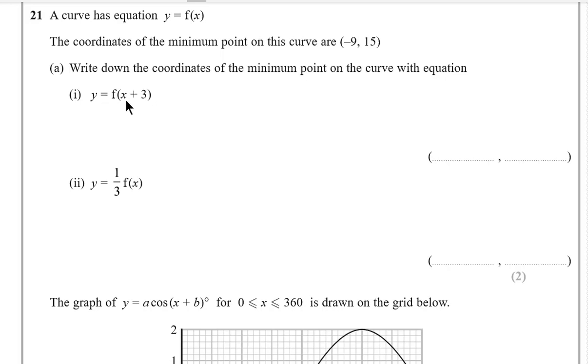Of course, you know that this is a translation parallel to the x-axis, exactly to the left with 3 units, which means that we will subtract 3 from the x coordinate: negative 9 minus 3 is negative 12. So the answer is negative 12, and hold y as it is, 15 as it is, okay? Part (ii): y equals 1/3 f of x. Here the y coordinate will be changed by multiplying by 1/3, and hold negative 9 as it is, okay? So 1/3 times 15 is 5, okay?